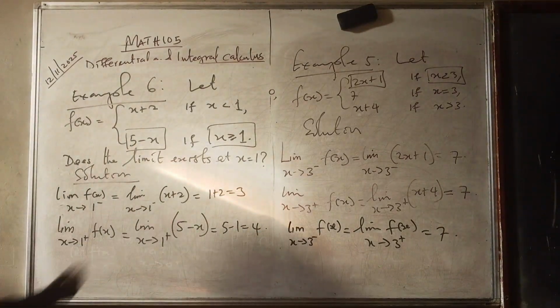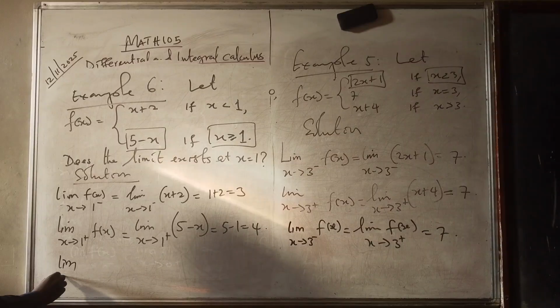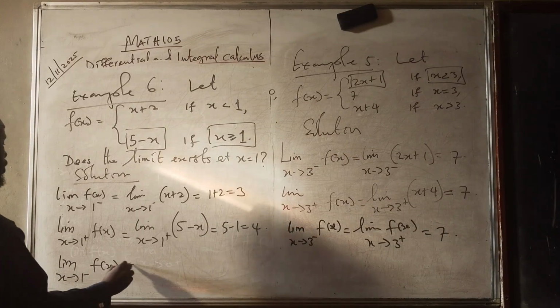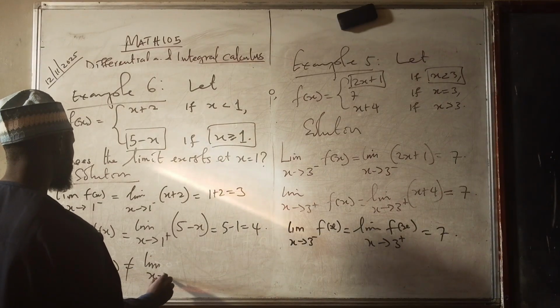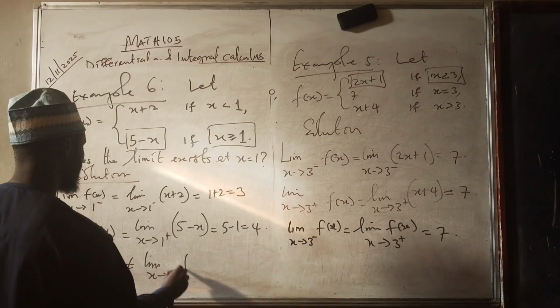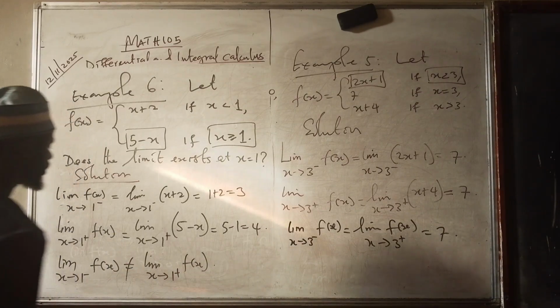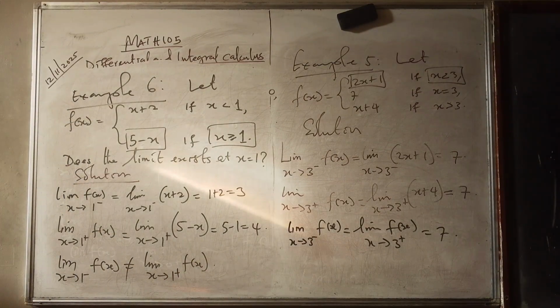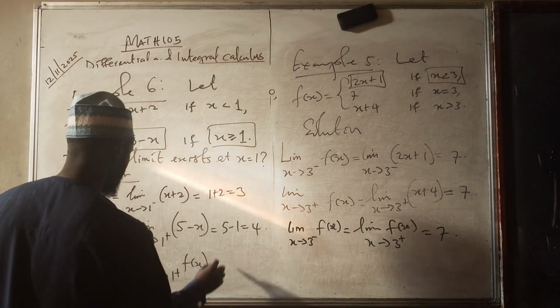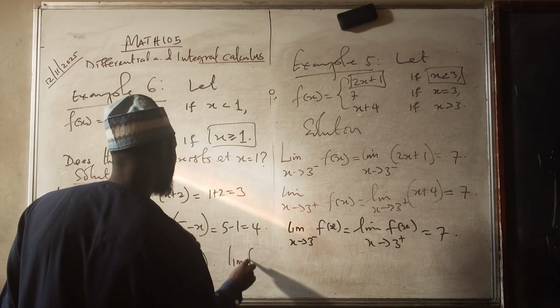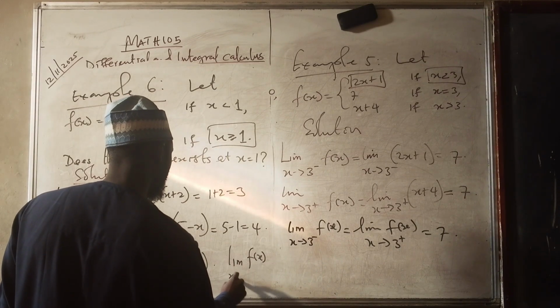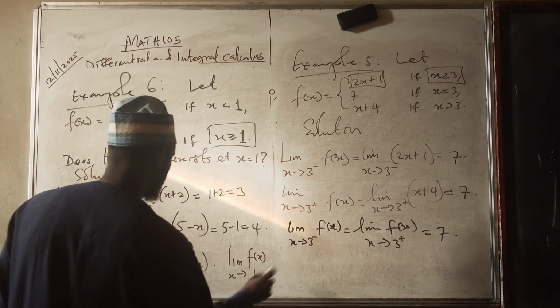So you see here that the limit as x tends to 1 from the left of f of x is not equal to the limit as x tends to 1 from the right. And so the limit does not exist. Therefore, we conclude that the limit of this function f of x as x tends to 1 does not exist.